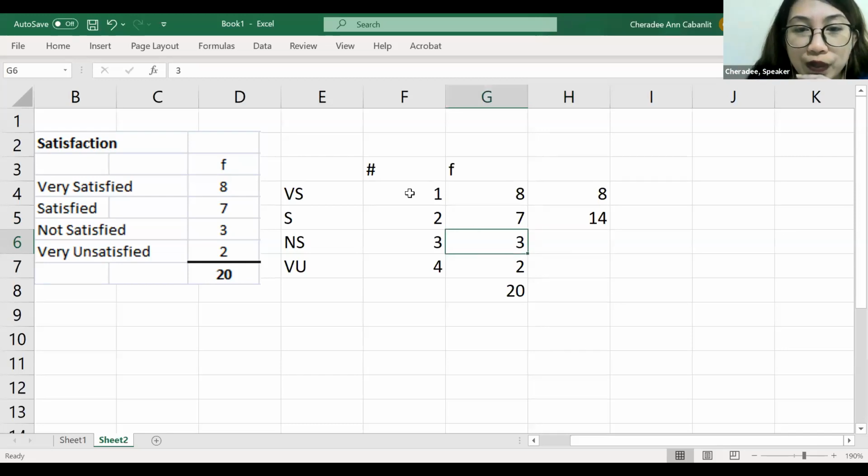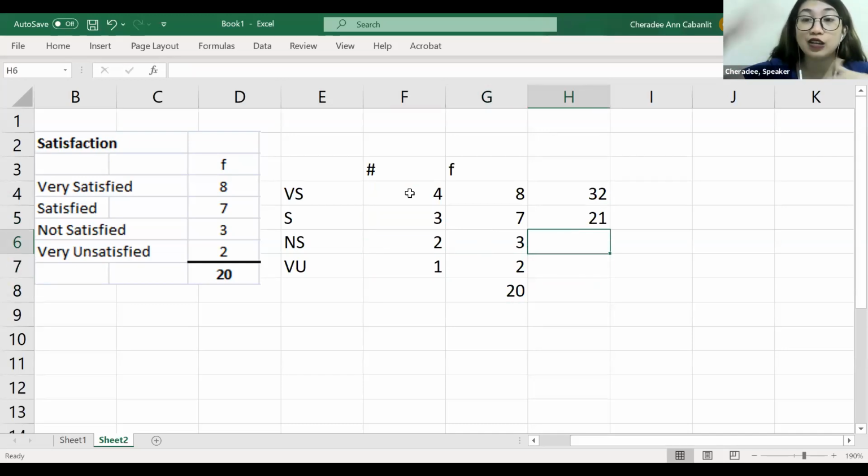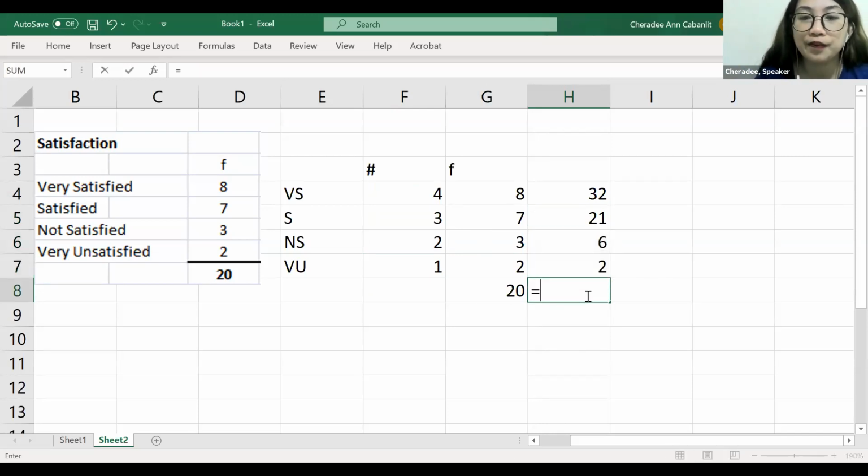So, let's just assume that we use this as 4, 3, 2, 1, so that it's easier. So that the bigger the number, that means the nearer to very satisfied. So you just multiply all those. And then after that, the sum of the responses is then divided by 20 or by the sum of 1, 2, 3, 4.